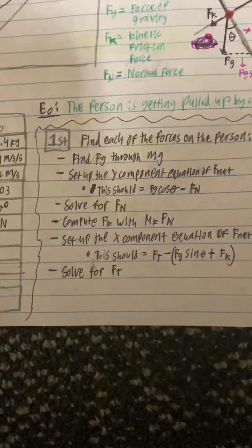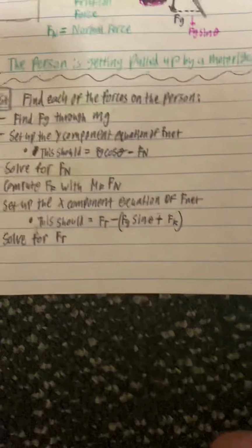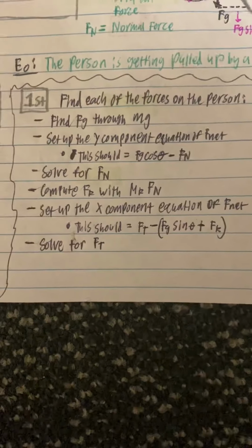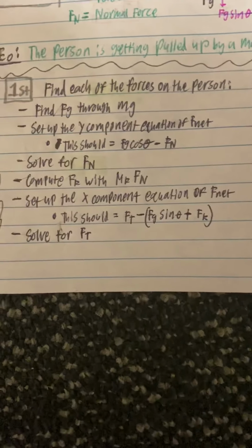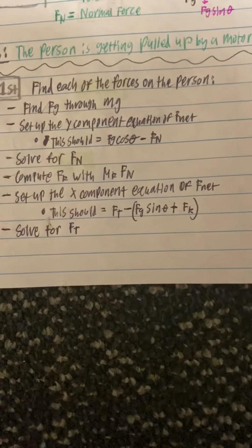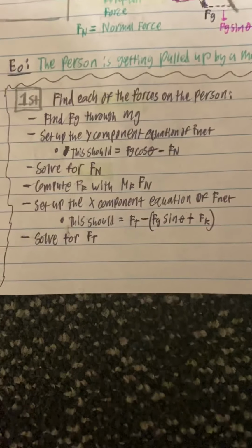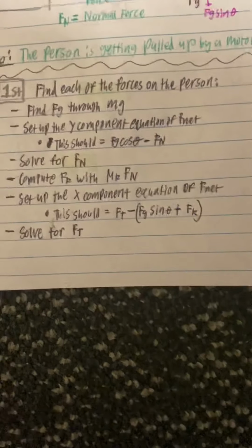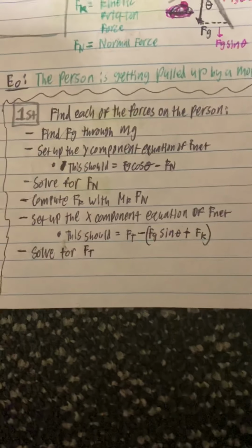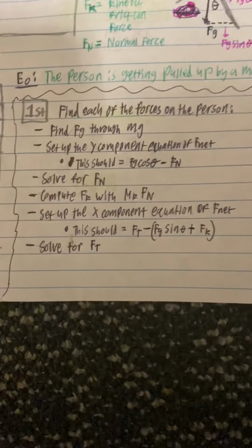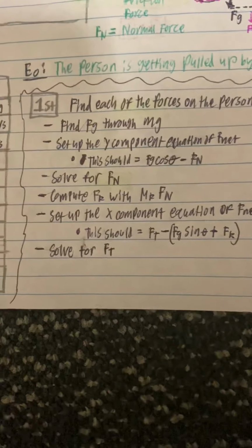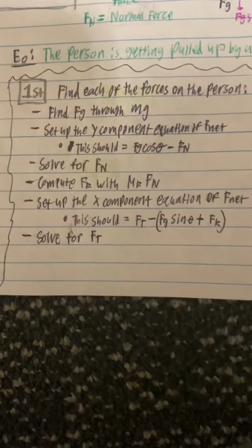All right, so let's see what we're doing. First, we need to find each of the forces on the person. To do this, we'll find Fg through the equation mg. And next, we're going to set up the y component equation for the net force, and this equation should be equal to Fg cosine theta minus the normal force. Then we solve for the normal force. Then we compute the kinetic friction with the formula μk times the normal force.